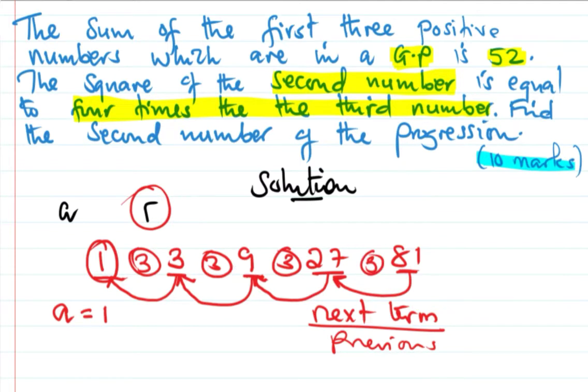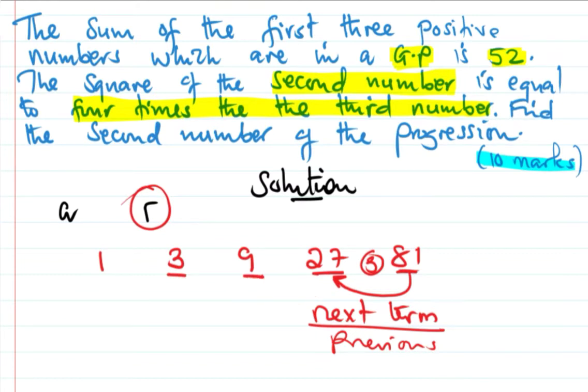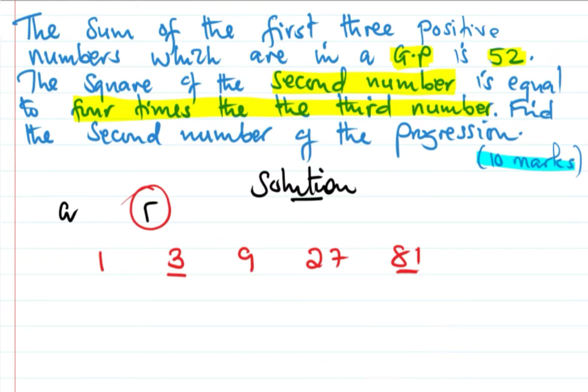There is a shortcut formula which we follow. Here the common ratio R is 3 and A is 1, so to get the second term we do AR as 1 times 3. The common ratio squared is 9, times A, which is 1, gives 9, that is AR squared. Then AR cubed, then AR raised to the power 4.